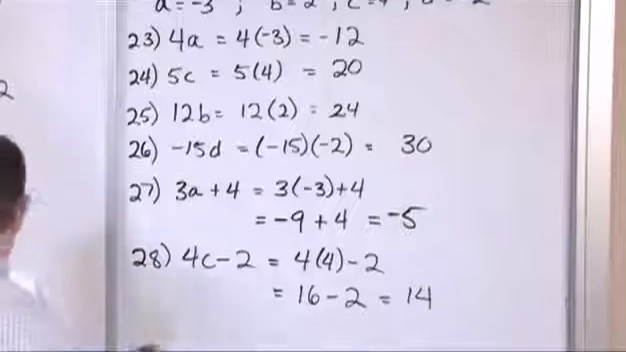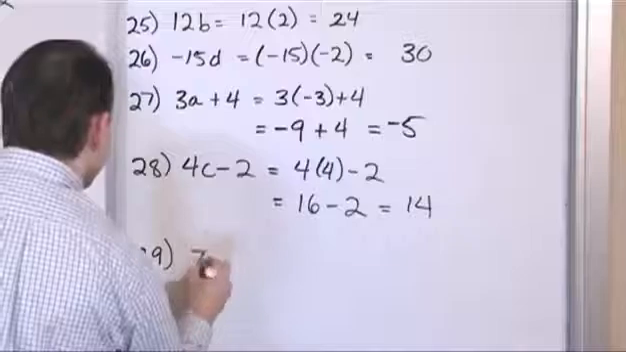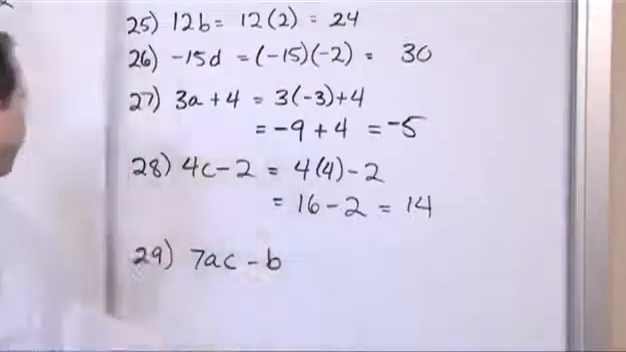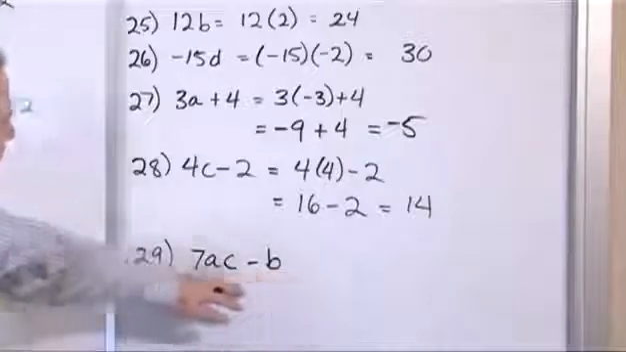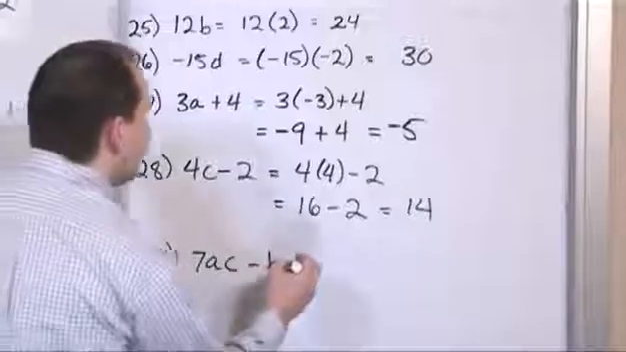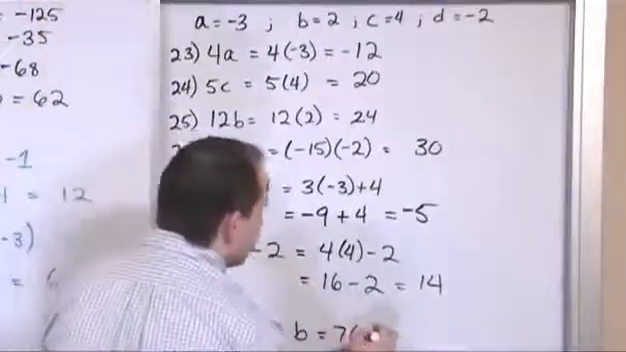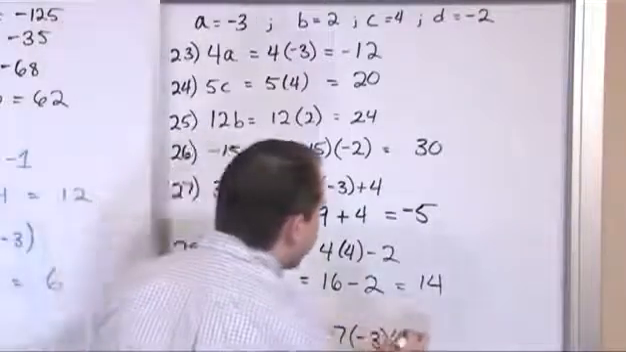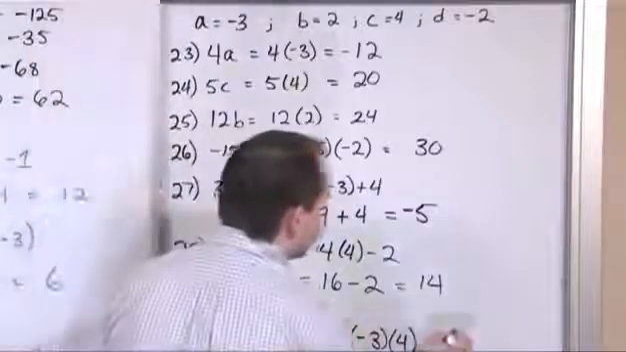So let's do one more, and that'll be the end. So we'll have the very last problem. We'll have 7 times a times c minus b. So it looks complicated. It looks like an algebra thing, but really you're just plugging in values for what you know. And in this case, you know the value of a. The value of a is negative 3, so we'll put a negative 3 up there. You know the value of c, that's 4. And we're subtracting the value of b, which is 2.